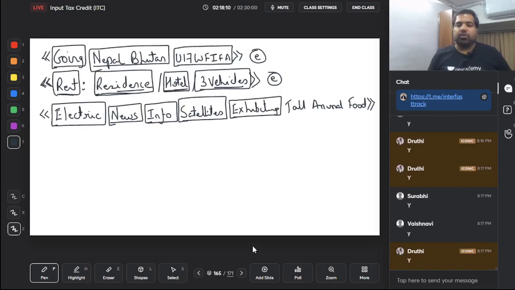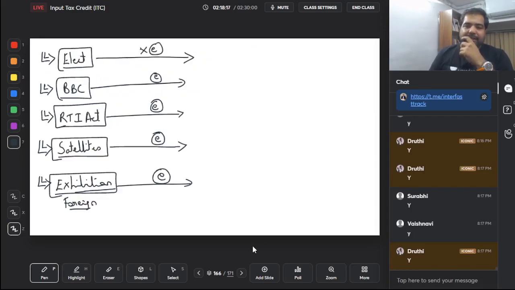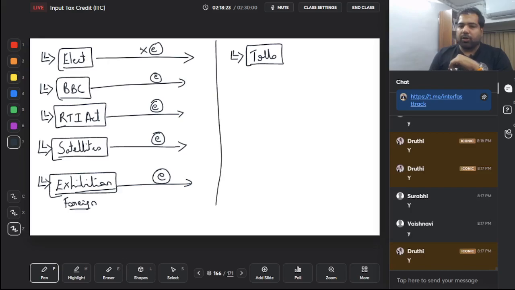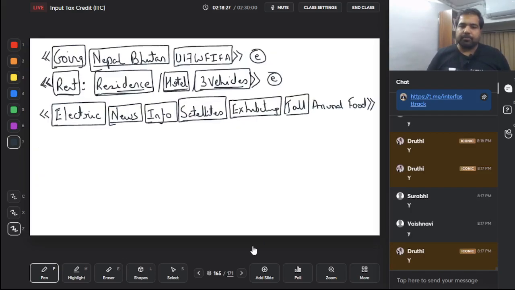Next, electric news information satellites exhibit. Next is toll, animal, food. Now what is toll? Toll is very simple, guys. Tolls. When you go from one highway to the other, do you pay tolls? Yes, I've just called it toll, but it's actually tolls. Tolls are exempt from GST.